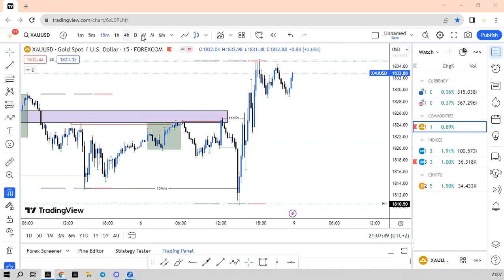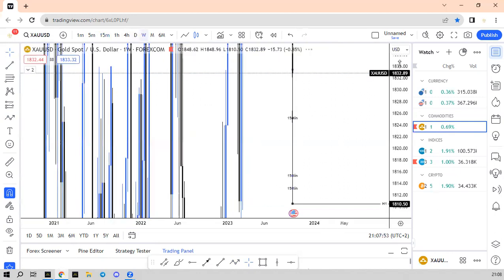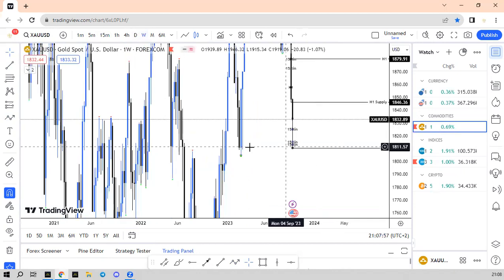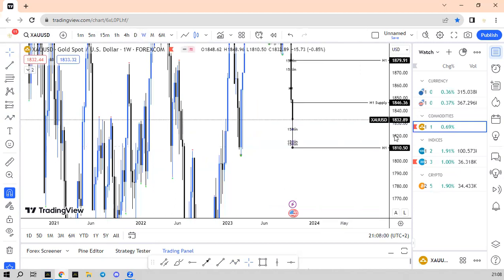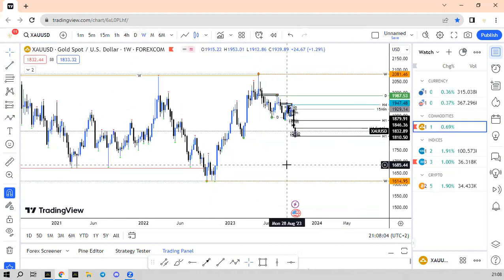Gold. Let's start with weekly. Also going to be starting with weekly. What a rejection. It wants to give us a rejection. So what's happening on weekly?